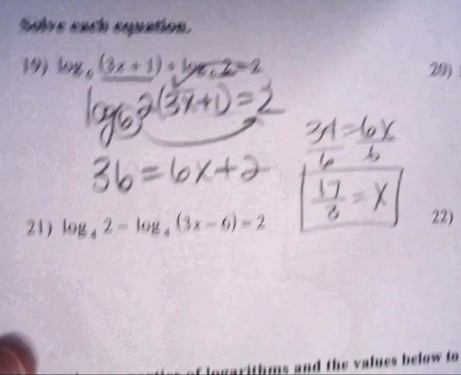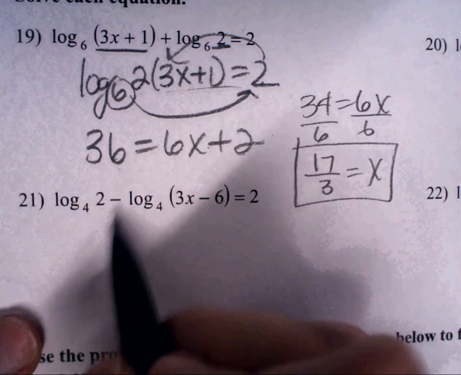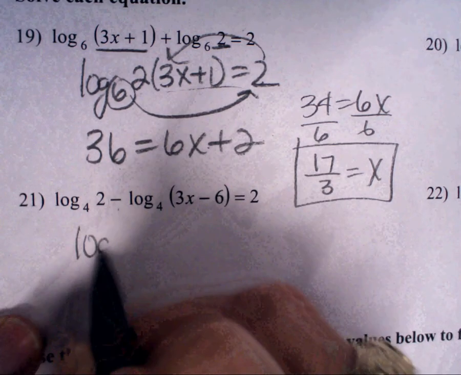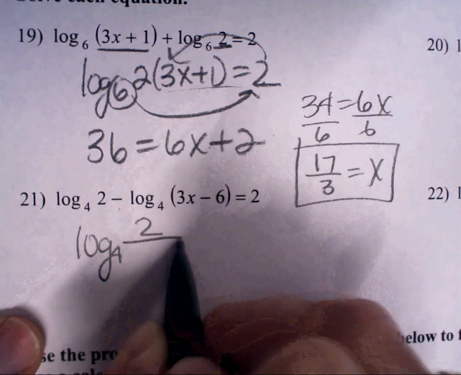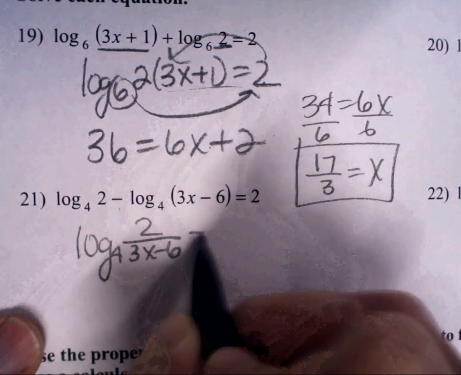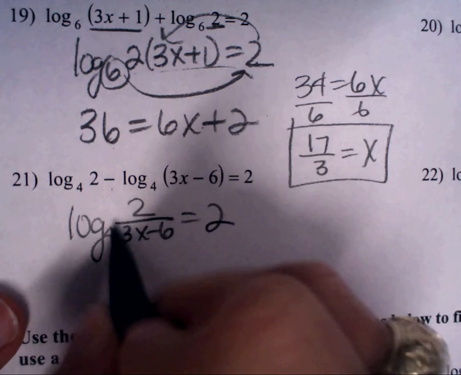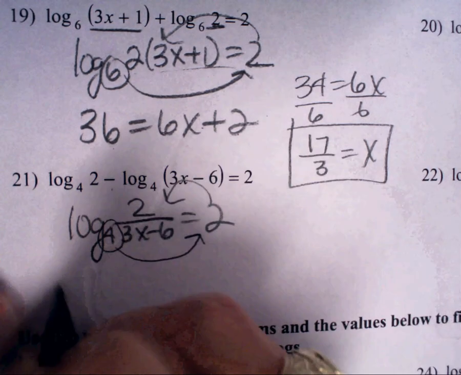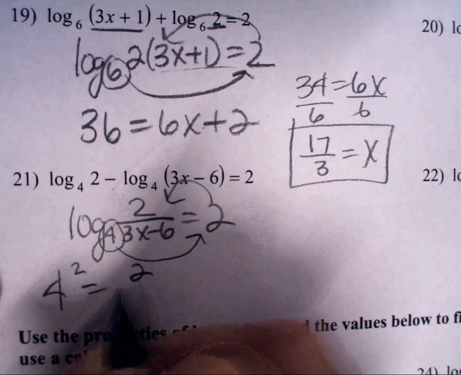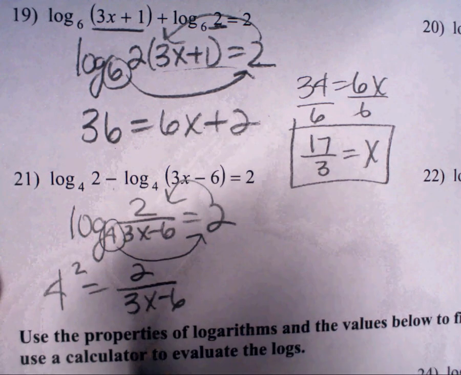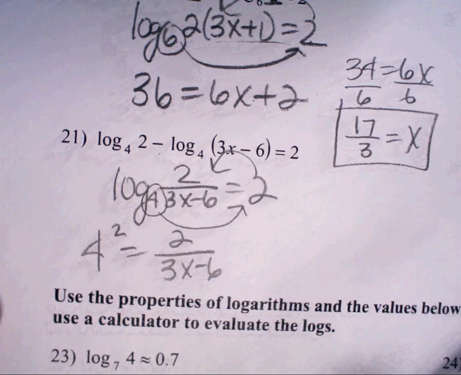Alright, so next one has subtraction. What I need to be careful about is that I'm going to end up dividing what's behind each log. So they divide because they're subtracting. Loop trick rewrite: 4 squared equals 2 over 3x minus 6. Now this is where most people get stuck.